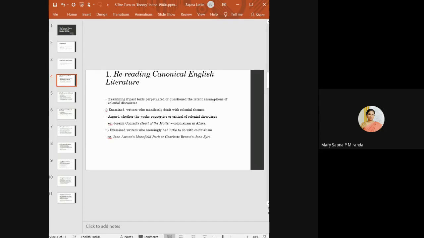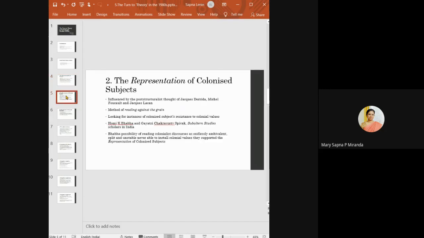the canonical English literature. The second one is we are looking at the representation of the colonized subjects. We are going to look at how these people are represented in the literary text. So this is highly influenced by the post-structuralist methodology of Jacques Derrida, Michel Foucault, and Jacques Lacan. So the theory of deconstruction. I'm taking it for granted that you're familiar with, at least you know what is deconstruction. So that is the methodology used by the people who study the representation of colonized subjects.